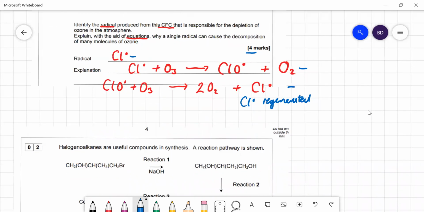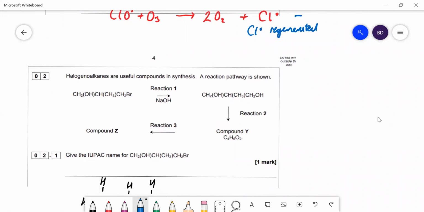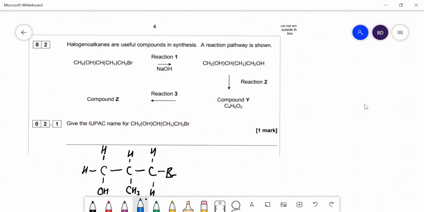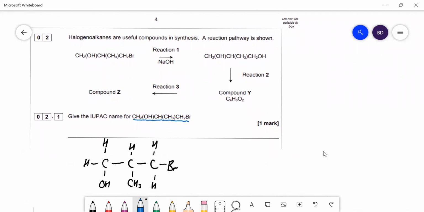Okay. Right, so this is about organic synthesis. Halogenoalkanes are useful compounds, and the reaction pathway is shown below. Before we have a look at that, give the IUPAC name for this compound here. I strongly advise you to always draw those out in displayed formula or semi-displayed formula before you try and name it. I wouldn't try and name it by just looking at that. It's very easy to make a mistake.